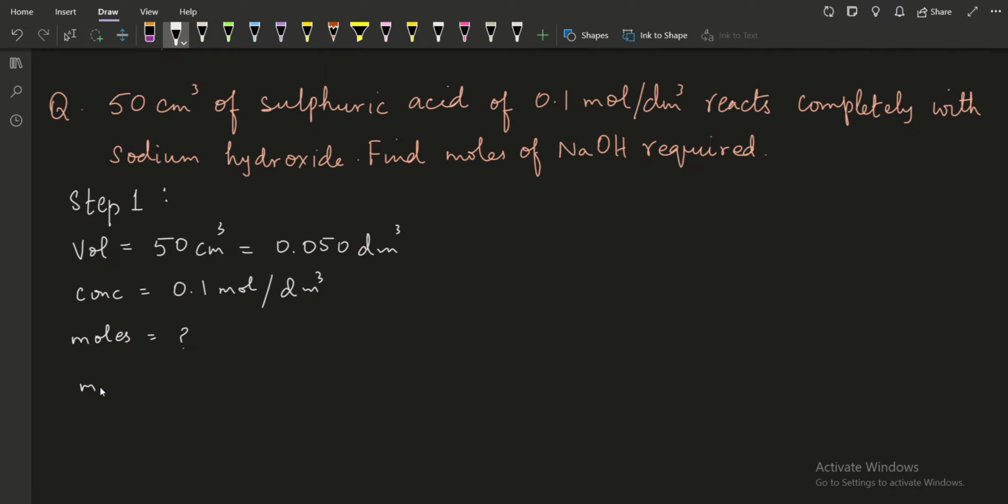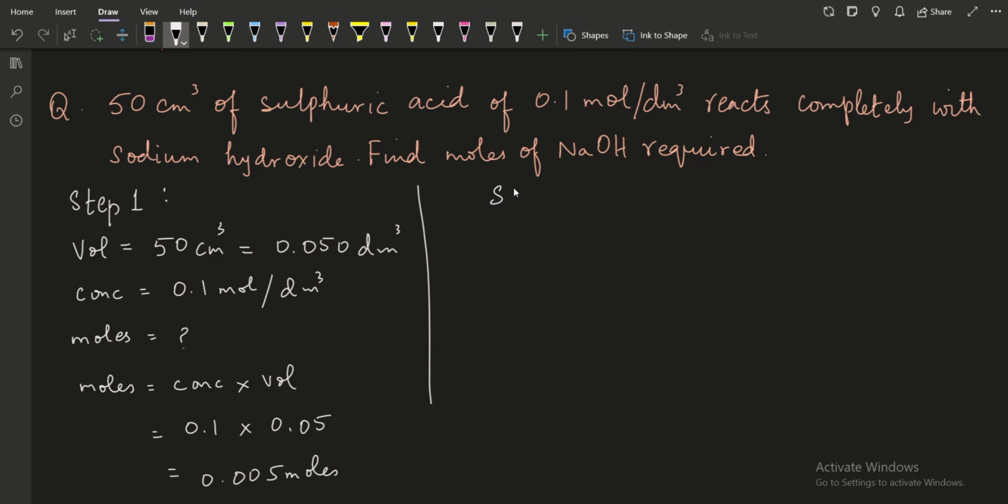Our first step is that we have to find moles. We can find moles by using the formula concentration multiplied by volume. So concentration is 0.1 and the volume in cubic decimeter is 0.05. So the number of moles will be 0.005 moles. We have calculated moles. We are done with step 1.